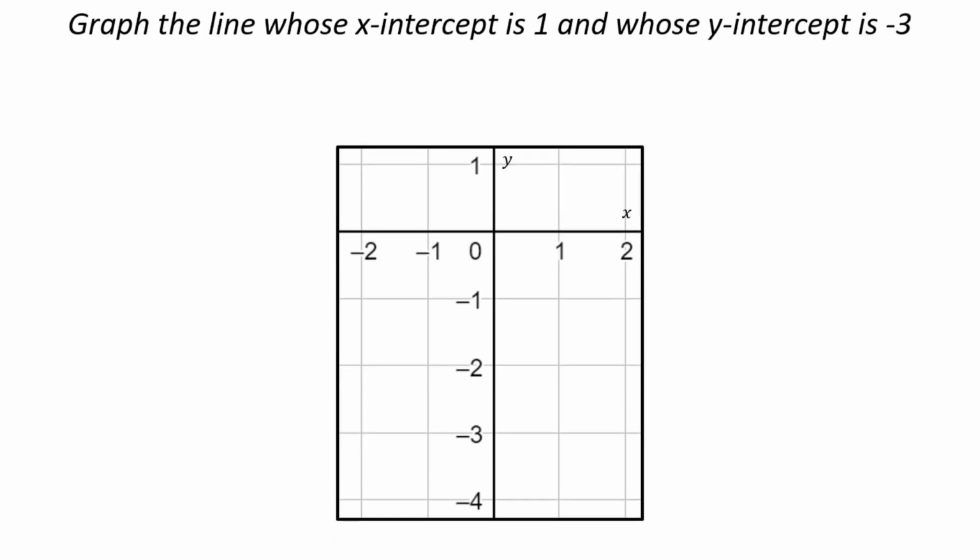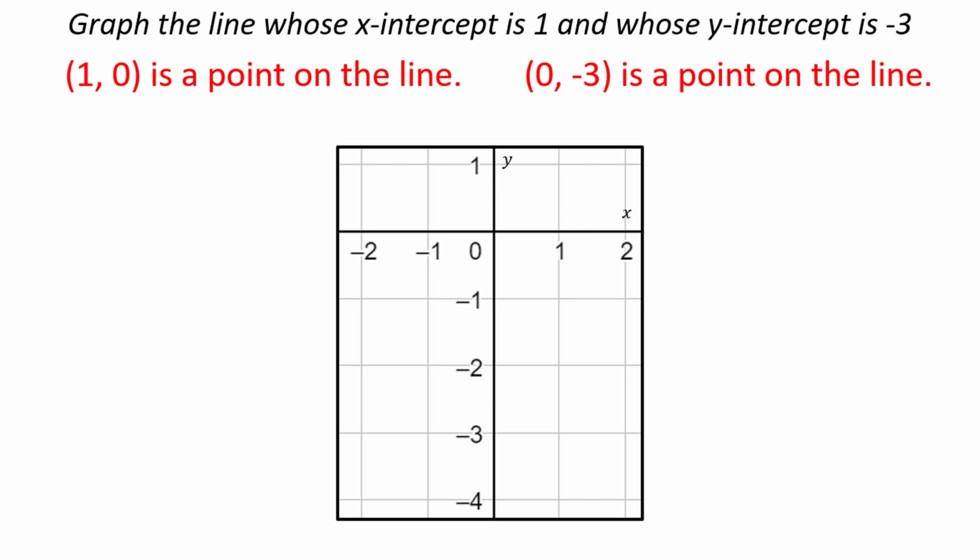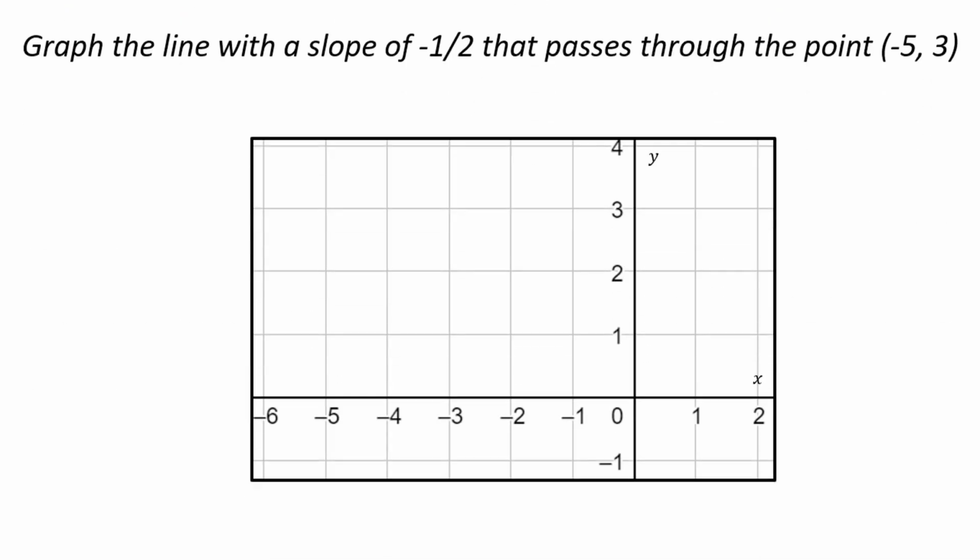Sometimes you might be asked to graph given only the x and y intercepts. Say we are asked to graph the line whose x-intercept is 1 and whose y-intercept is negative 3. The point associated with the x-intercept is (1, 0), and the point associated with the y-intercept is (0, negative 3). We can plot each of these 2 points onto our graph. To finish the graph, all we need to do is draw a line that goes through the 2 points, and then we are finished.